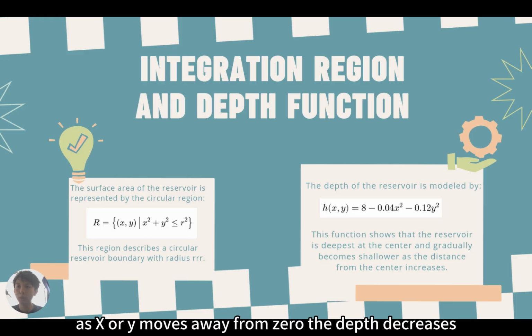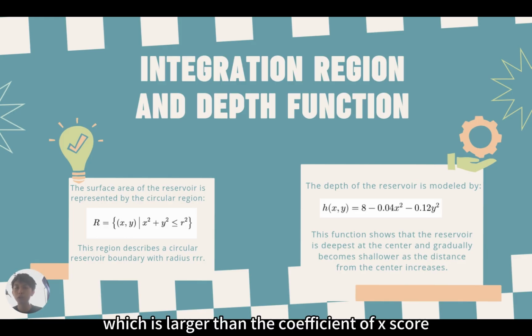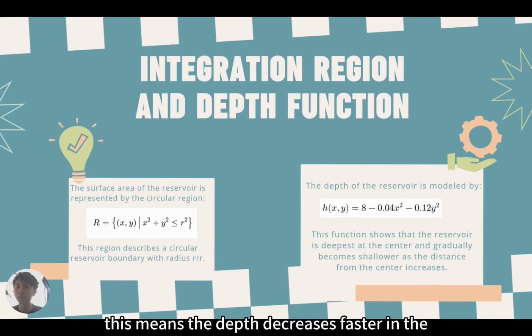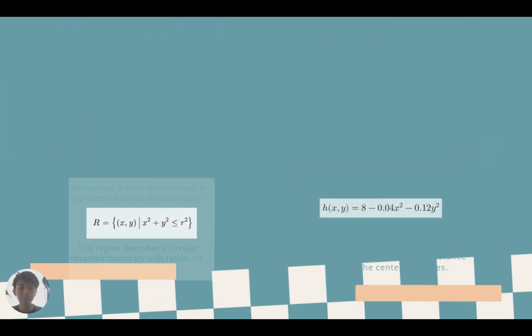As x or y moves away from 0, the depth decreases. Also, the coefficient of y squared is 0.12, which is larger than the coefficient of x squared, which is 0.04. This means the depth decreases faster in the y direction than in the x direction. So, the model shows that the reservoir bottom is not perfectly symmetric, which makes it close to a real landform.